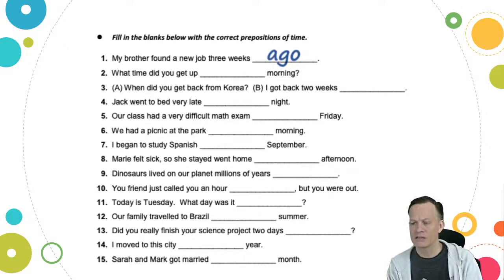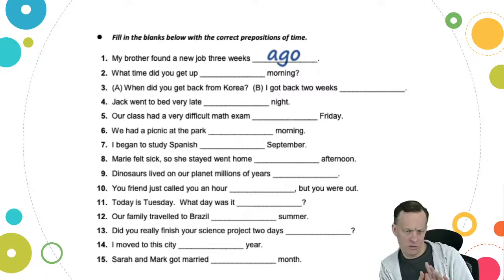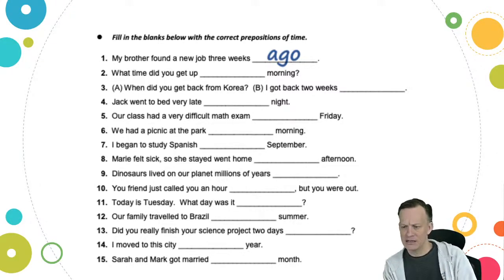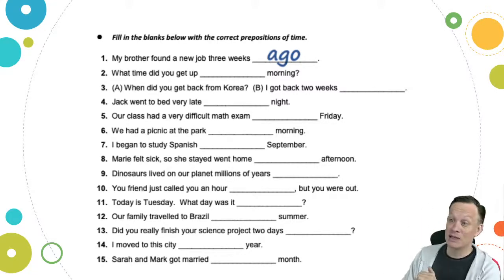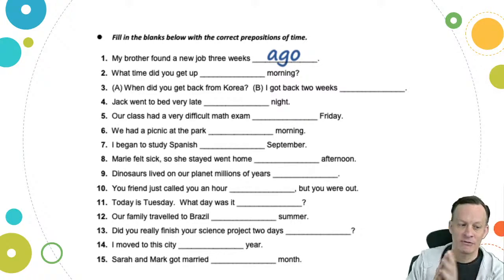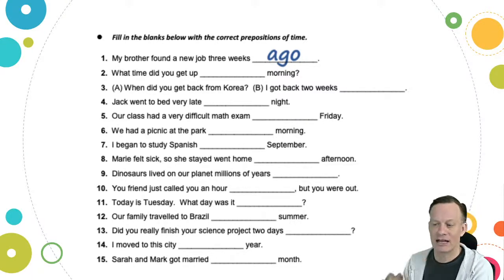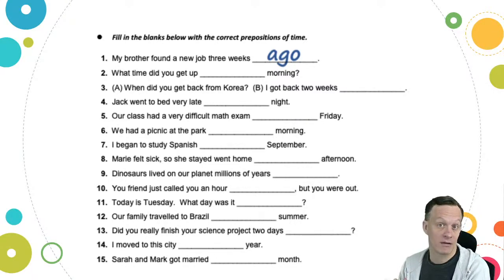I moved to this city 14 last year. V, very good. Anybody else do 14 that I can't see? No. And 15, Sarah and Mark got married last month. So very good, Ugo. V. Be careful, V. Be careful. All right. V, you answered the last month. Okay. And we need to be very careful.